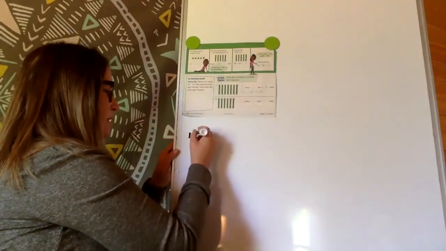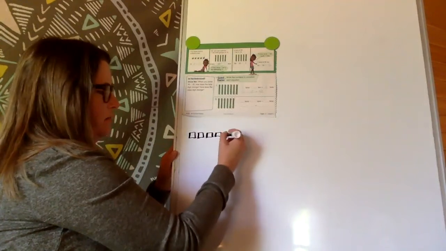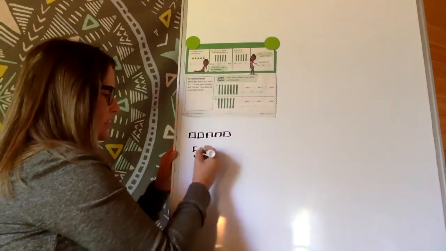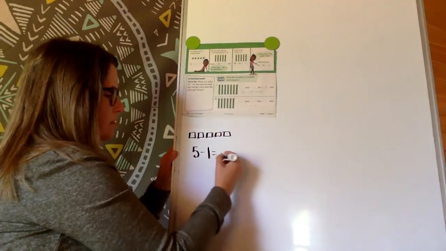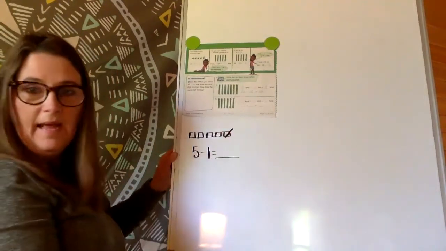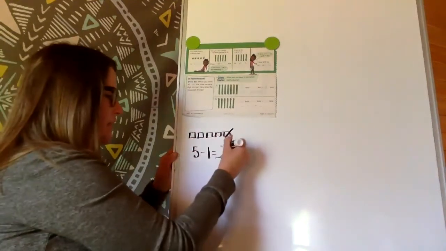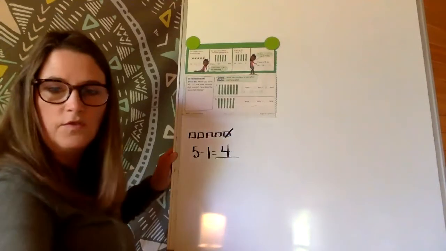So we have 1, 2, 3, 4, 5. And we have the equation that says 5 minus 1 equals blank. Well, I can take 1 away from that and I can see that it equals 1, 2, 3, 4. So 5 minus 1 equals 4.